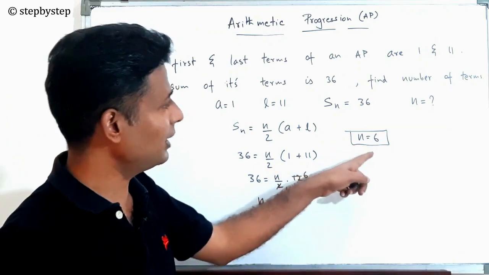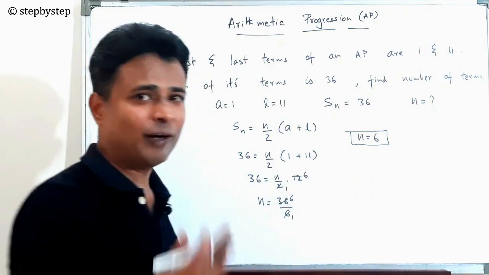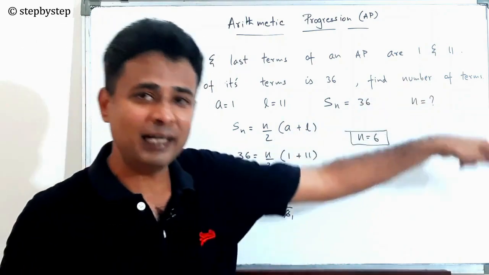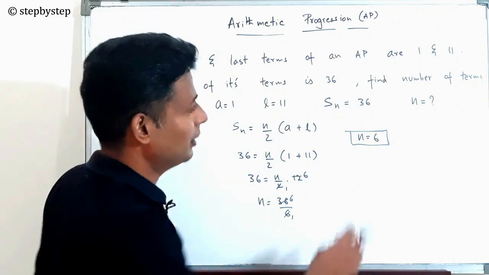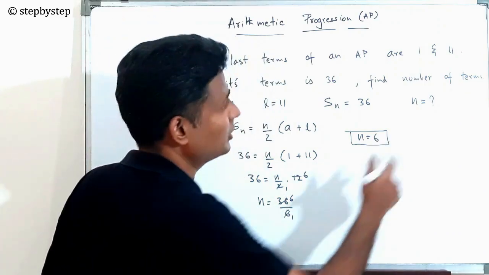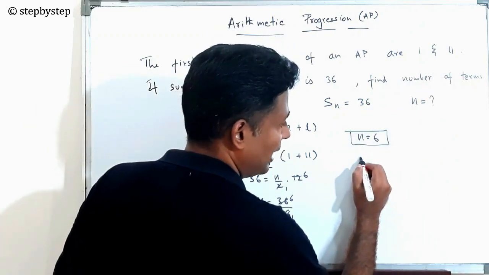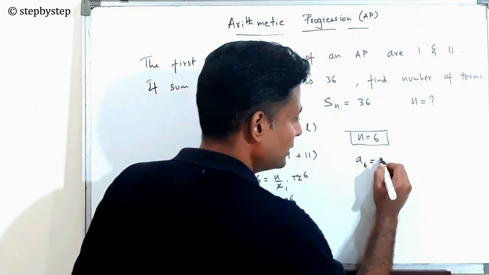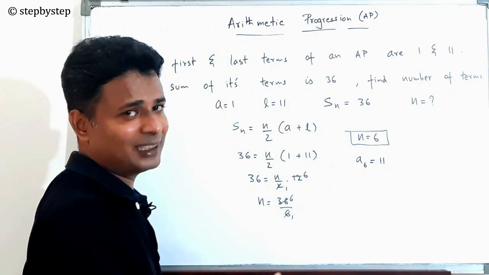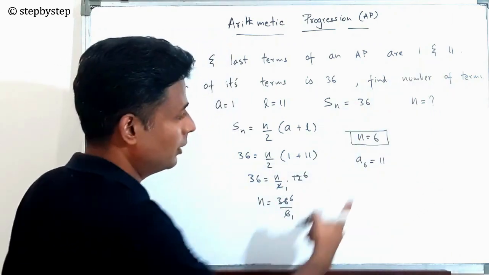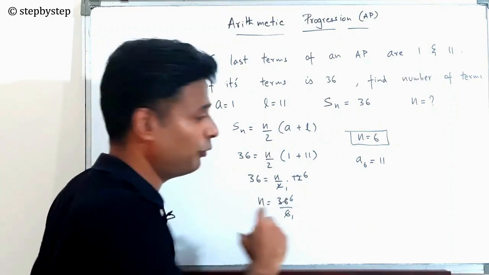Now you know how many terms are there. You can actually find D. Let's say the question asks you to find D as well, the common difference. Now you know n. There are 6 terms, which means the last term, 11, is the 6th term. So now using the previous formula, that is A of n.